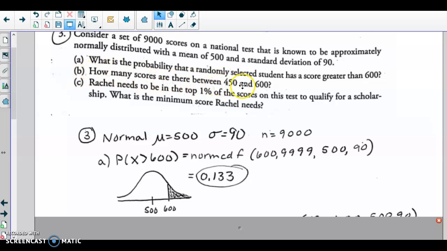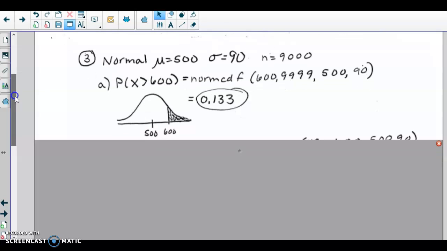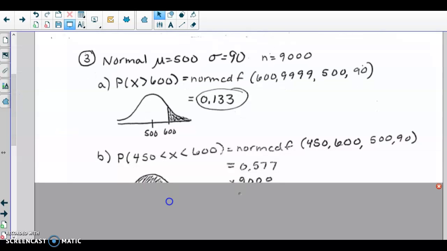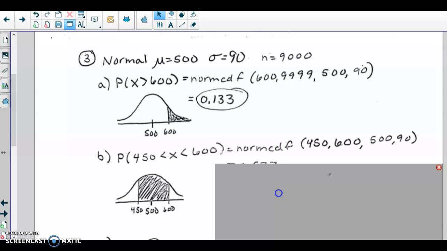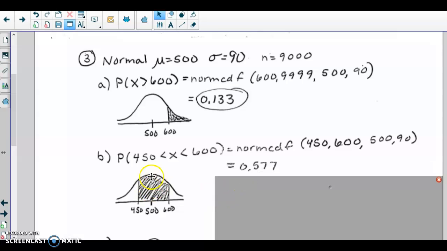Part B, how many scores are there between 450 and 600? So I'm looking for a number of scores here, so I'm thinking that's why I was given this 9,000, because I can find the proportion of scores, right? The proportion or the probability of scores between 450 and 600. I could do that easily with a normalcdf. So I'm going to use normalcdf to figure that out and sketch my curve. There's my curve. So I want to find this area. So if I do a normalcdf to get that area or that proportion, I get 0.577.